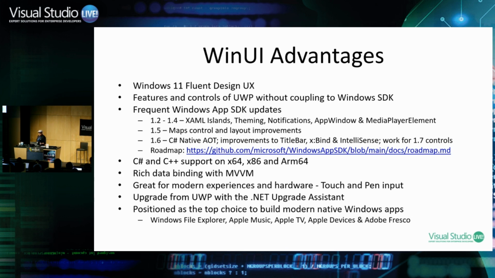You can upgrade UWP apps with the .NET Upgrade Assistant. You can also get lots of free controls and components with the Windows Community Toolkit and the .NET Community Toolkit. You can read more about leveraging both of those in my book. The .NET Community Toolkit has a nice MVVM toolkit that makes your view models very slim. Does a lot of the stuff behind the scenes for you.